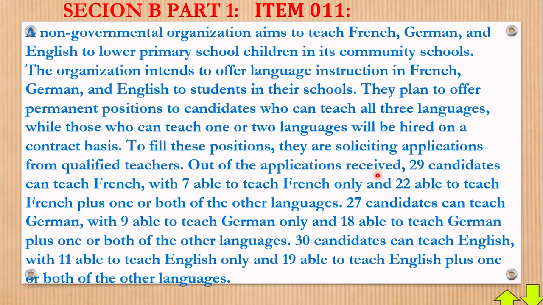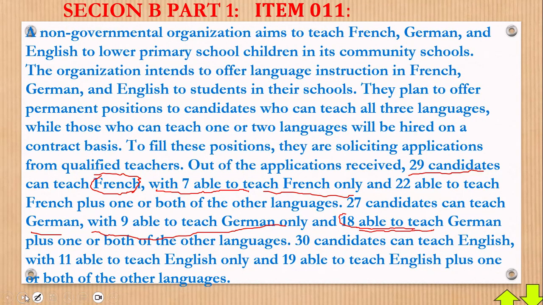Out of the applications received, 29 candidates can teach French, with 7 able to teach French only, that is the number of French only, and 22 able to teach German, with 9 able to teach German only, and 18 able to teach German.